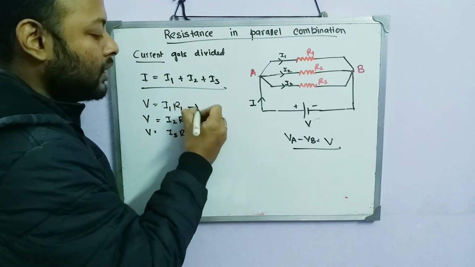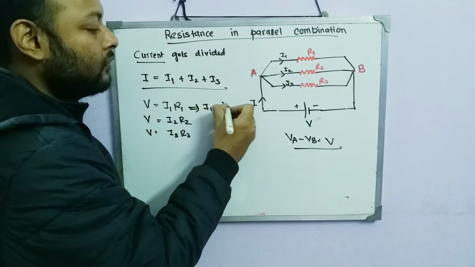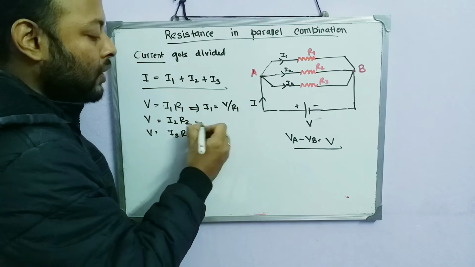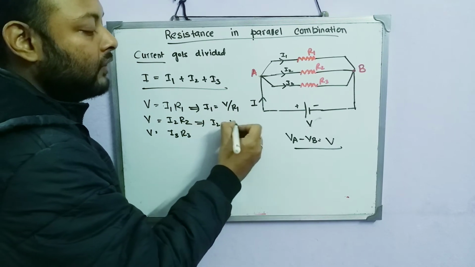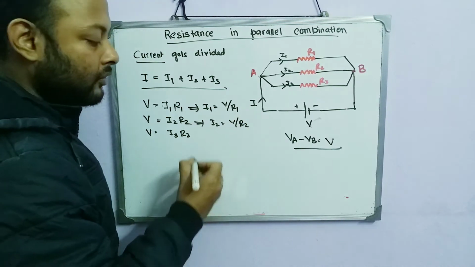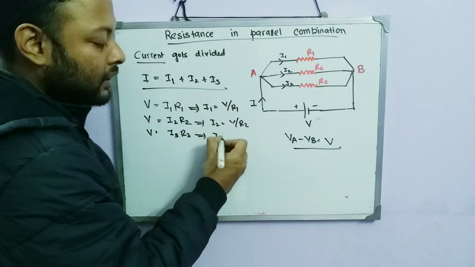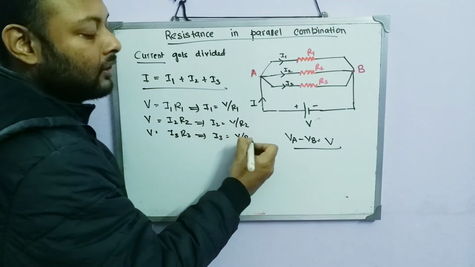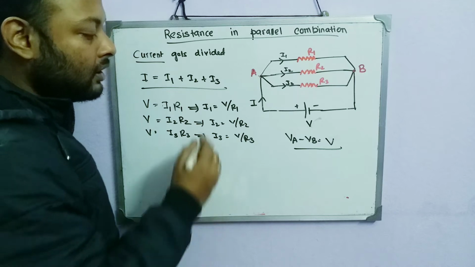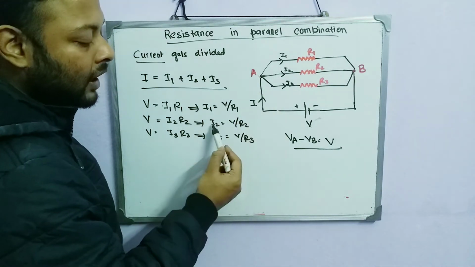So from here, what am I getting? I1 is equal to V by R1. I2 is equal to V by R2. I3 is equal to V by R3. So this is the value of I1, I2 and I3.